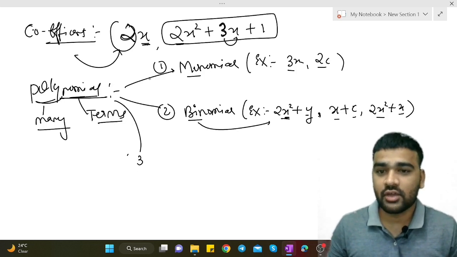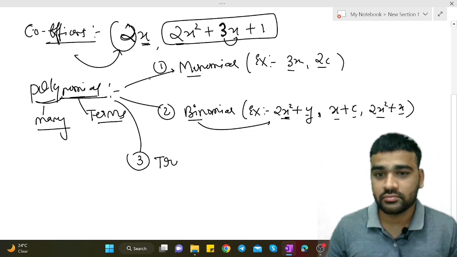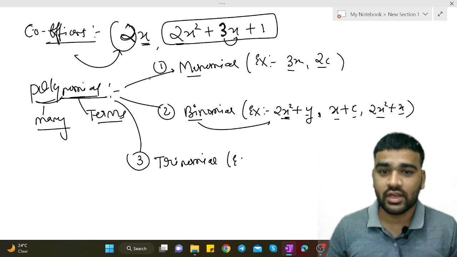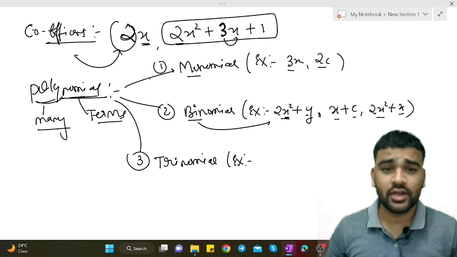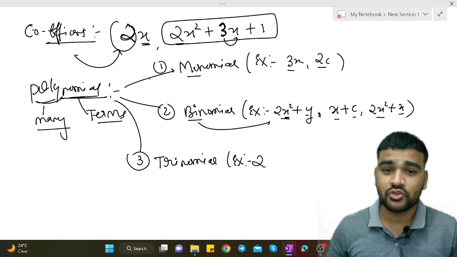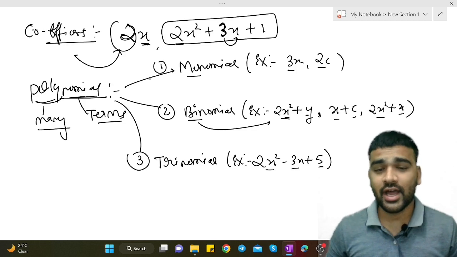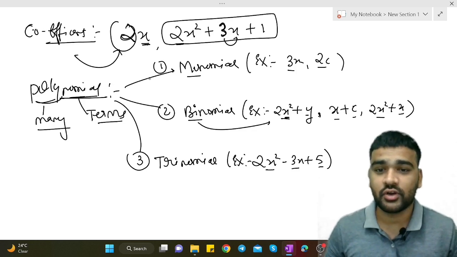Let's have the third type, which is a trinomial. Here you're going to have three terms. For example, 2x squared minus 3x plus 5. One, two, three. If you have three terms, that is known as a trinomial.